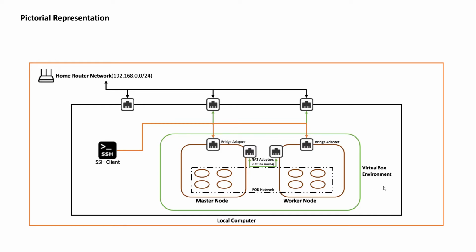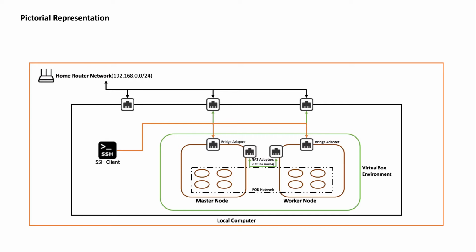So consider this entire black box here as my local computer, and within that I am hosting a VirtualBox environment, where I am going to create the hosts. In this tutorial we are creating one master node and one worker node. Both will have Ubuntu 20.04, and we are going to create two interfaces on each of these nodes. The first one would be the bridge adapter. By bridge adapter, I mean they will be part of your home router network.